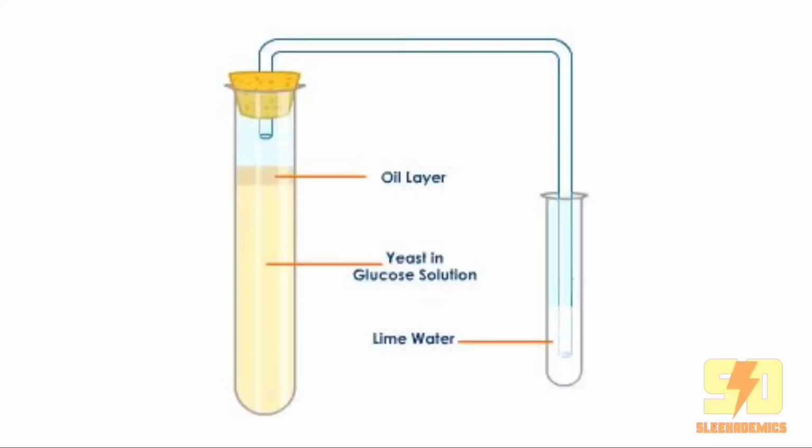Now, cover the test tube or the vacuum flask you use for the solution with a cork. In this cork, pass out a delivery tube from it into another container containing lime water. You can also decide to add the thermometer in order to measure the temperature changes.